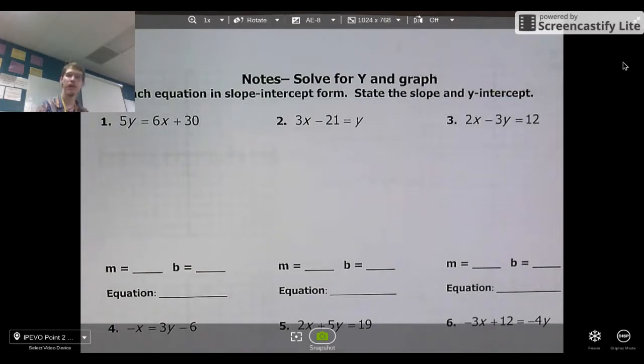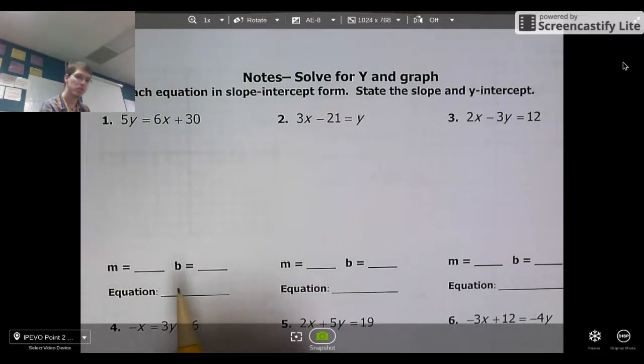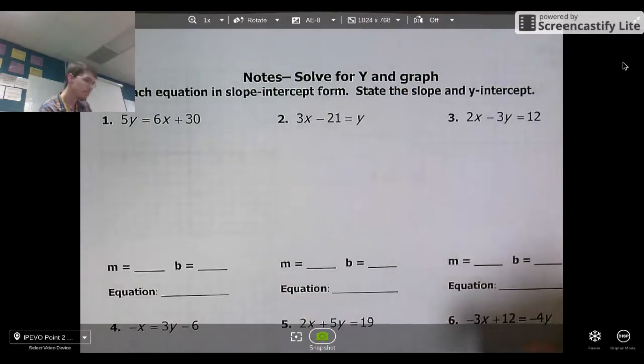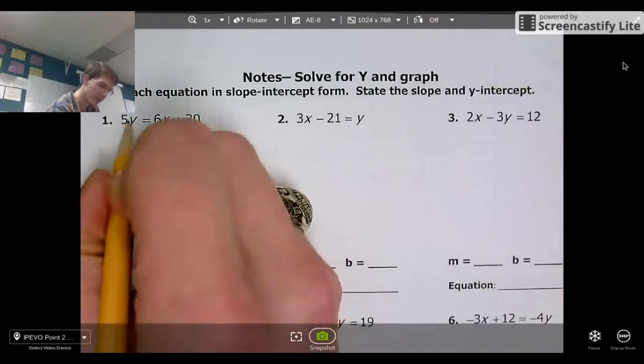Solve for y and graph. Everything we're going to do on this, we've already done before. You need to keep two big things in mind: you want y by itself, and watch out for your negative signs. Those are the two big things. As we start this first problem, is y by itself? Well, no, it isn't. We have this 5 right in front of us.